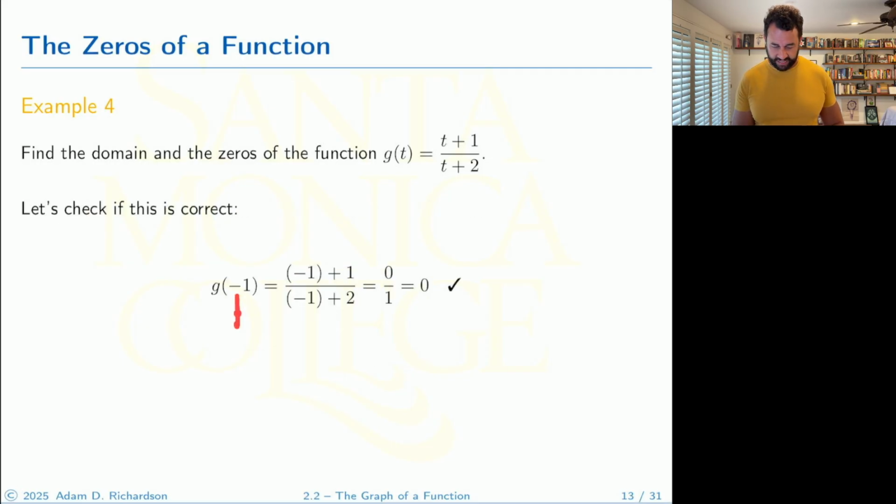Let's check. Let's take -1 and plug it back into the function. Okay, -1 plus 1 is 0. -1 plus 2 is 1. 0 divided by 1 is 0. We're good. That is the zero of the function. In this case, there's only one of them. Geometrically speaking, remember we were talking about this in the previous chapter. Geometrically, what that means is the graph of this function crosses the x-axis at -1. There you go.